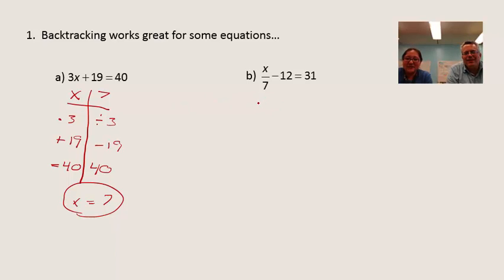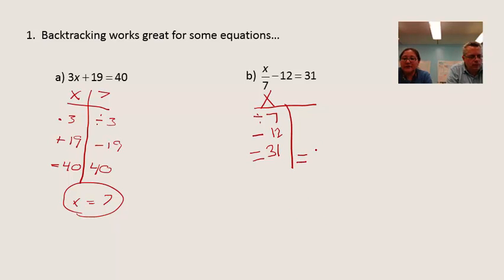Let's see. So we'll start with the T. Okay, now we have the x on top. And then let's see, what happens when we have a fraction? Well, let's do the division. Yeah, there we go. Divide by 7, and then minus 12 equals 31. Right? So now we're going to backtrack.